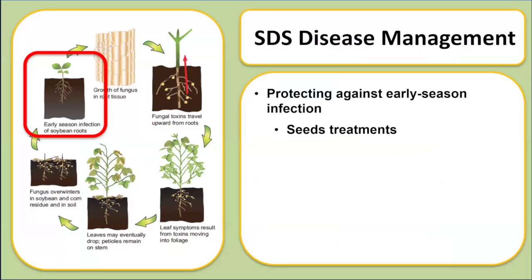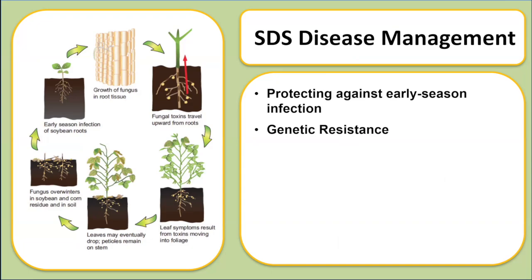Okay. So for management of SDS, the important thing here is early season protection using seed treatments. And we do have a few that are available, but again, many that have activity against the other fusariums do not have activity against the SDS pathogen. The other tools that we have at our disposal are genetic resistance.